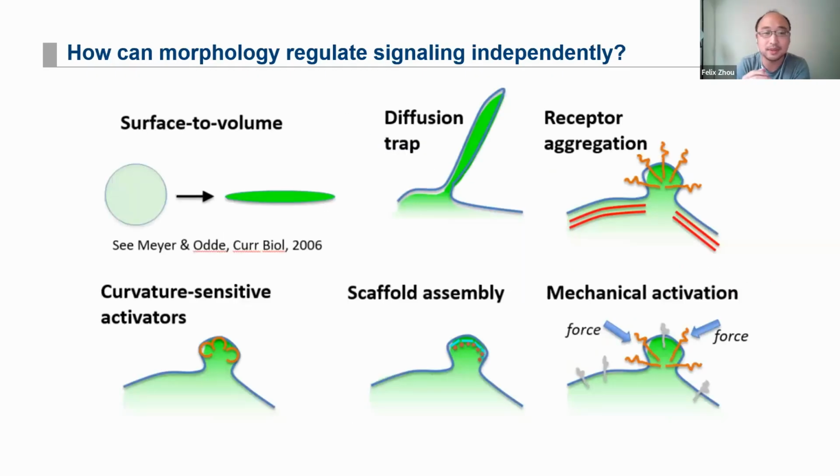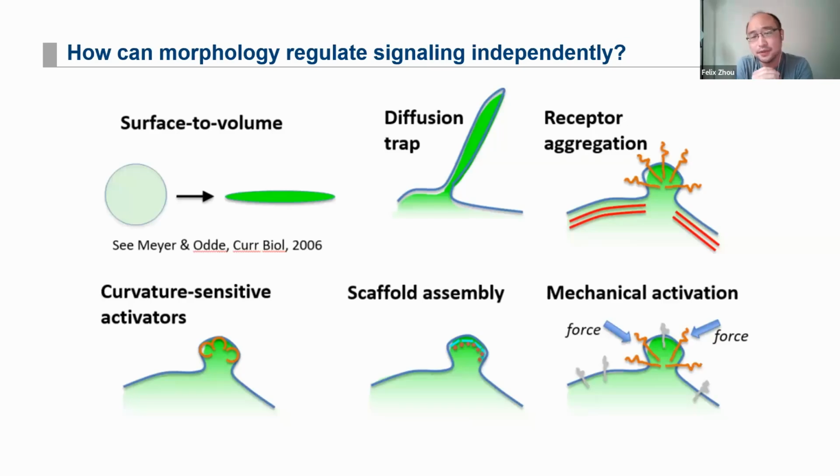Okay, so let's think about how morphology could potentially regulate signaling independently of, say, transcription and translation, everyone's favorite, the transcriptomics people want to sell you. So first of all, there's the surface to volume ratio. Everyone knows about this. If you make a sphere and constrict it to an oval, you concentrate the signal. Also, you have diffusion traps. If you make a sufficiently narrow crevice, the molecule cannot diffuse out of it. So locally, you've concentrated the molecular signal in that pocket.